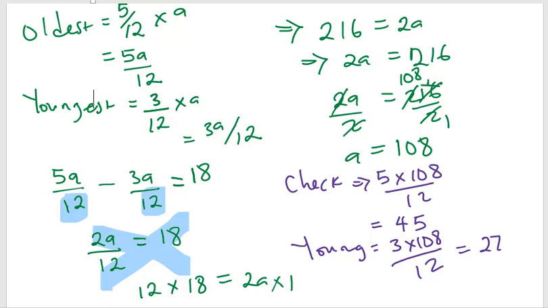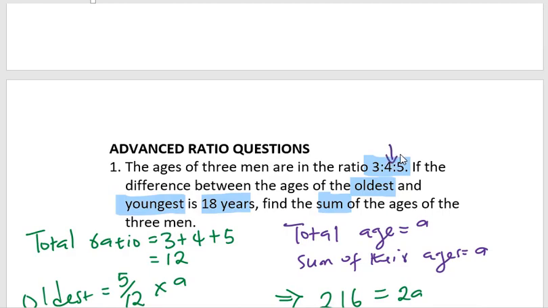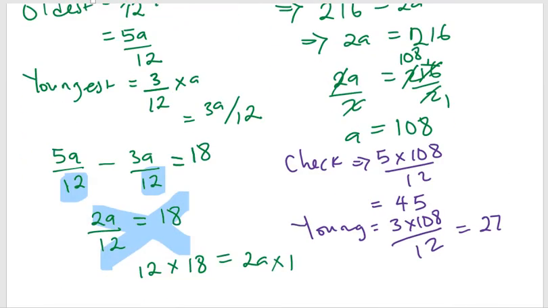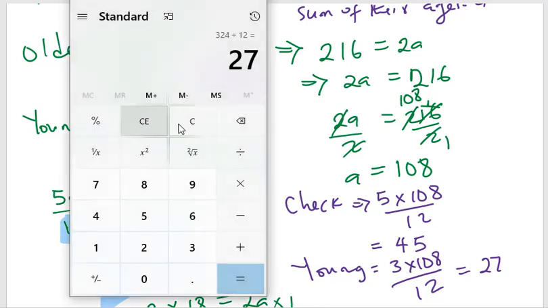No, there are 3 men. The third person, let's check his ratio. His ratio is 4, right? So I have to do 4 multiplied by a divided by 12, which is 108. So let's check. 4 multiplied by 108 divided by 12. This is quite complex, but pay attention, you will definitely understand it. So let's check. 4 multiplied by 108 divided by 12, 36.